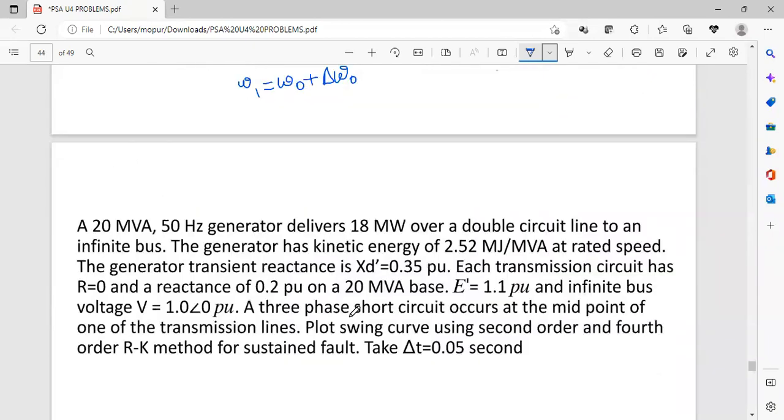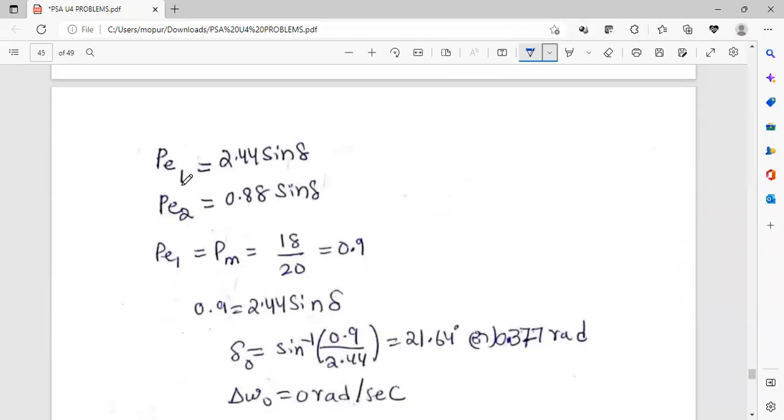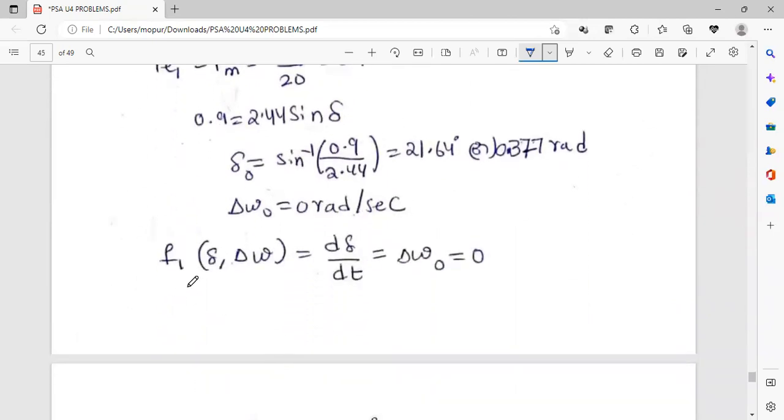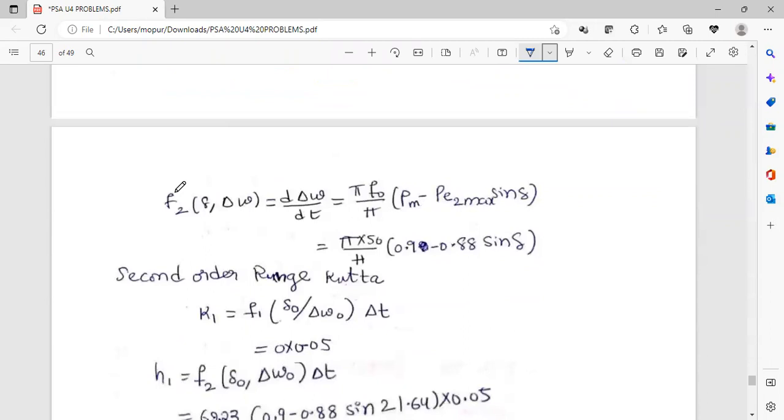Okay, now we will see a problem. The first step is we should find P1, P2. We found out P1, P2, and del naught we had found out. The first step is, as I had told, this is the first step, which is equal to del naught, which is always 0. Then F2 is here. This is the equation. We are writing F2 of del comma omega is d del omega by dt. This is the formula.